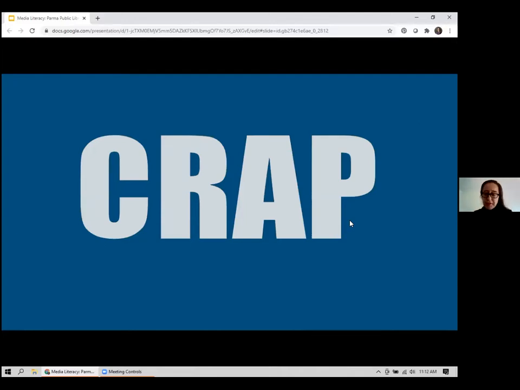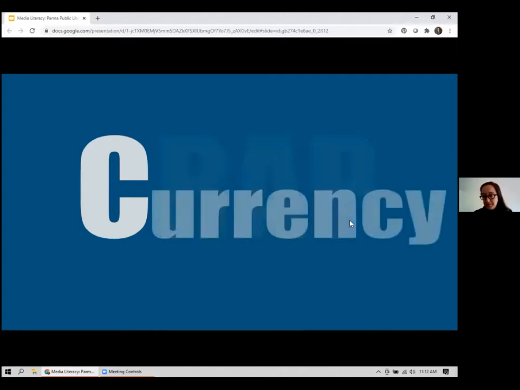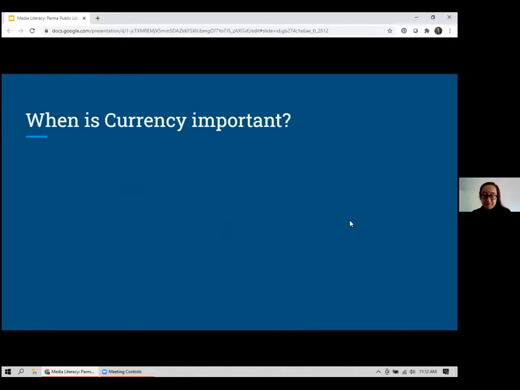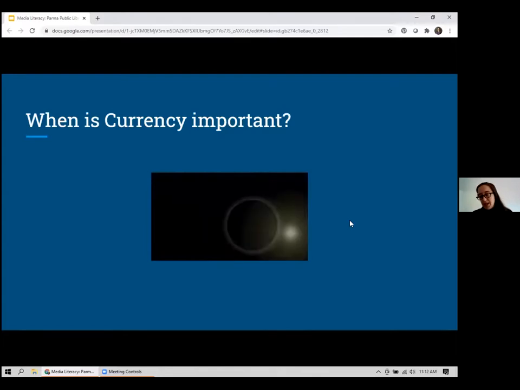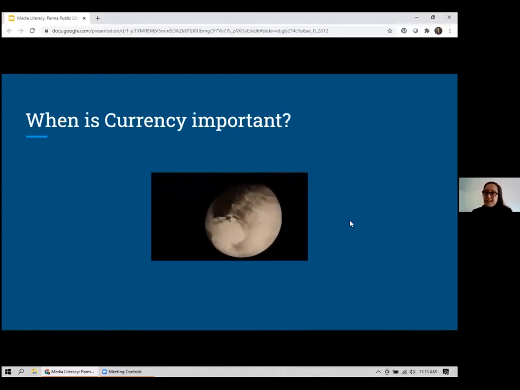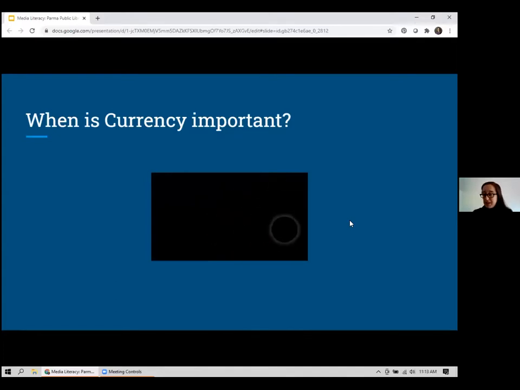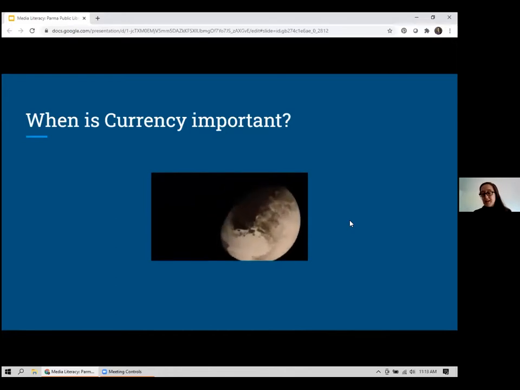Okay, so the first is to check the currency of a piece of information. And that means checking when it was published, because that's important. Because if you were to read an article about our favorite non-planet Pluto from a couple of years ago, it would say that it is a planet. If you were to look at an article about Pluto from a little bit earlier, it would be not a planet. But if you were to look at an article today, it would be a dwarf planet.